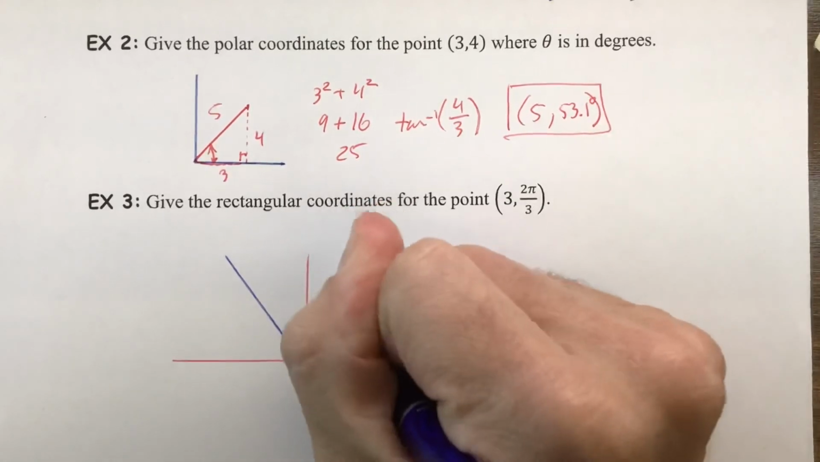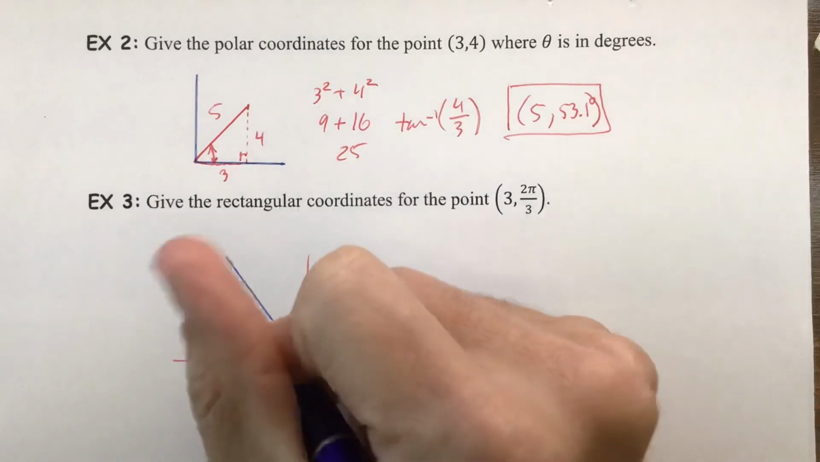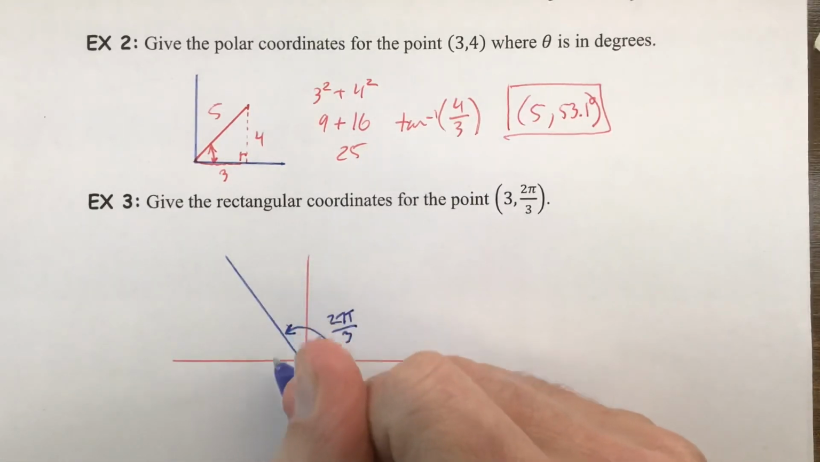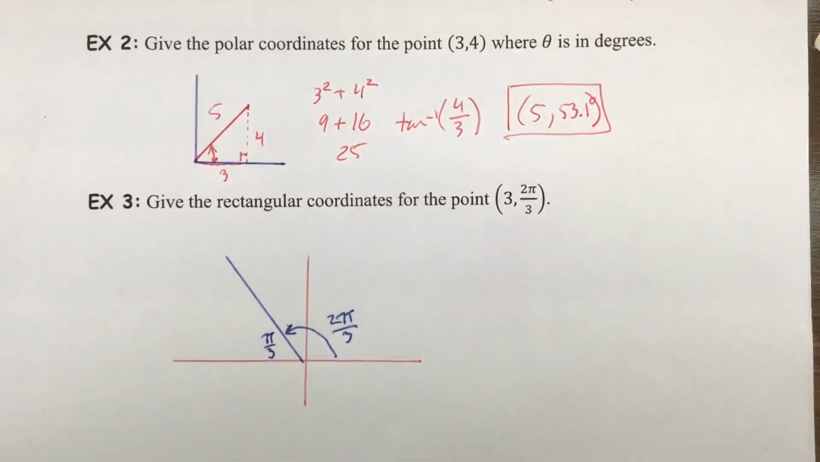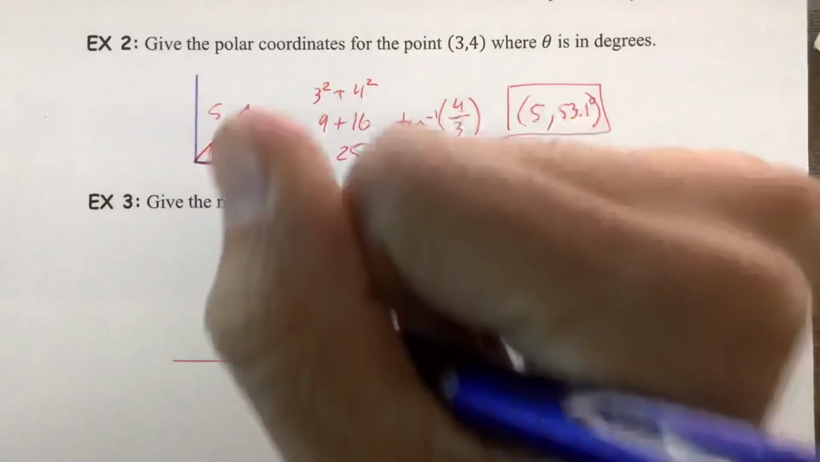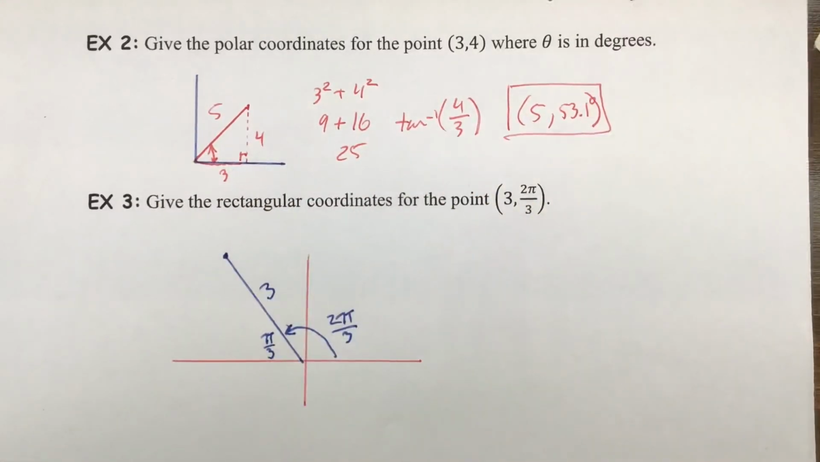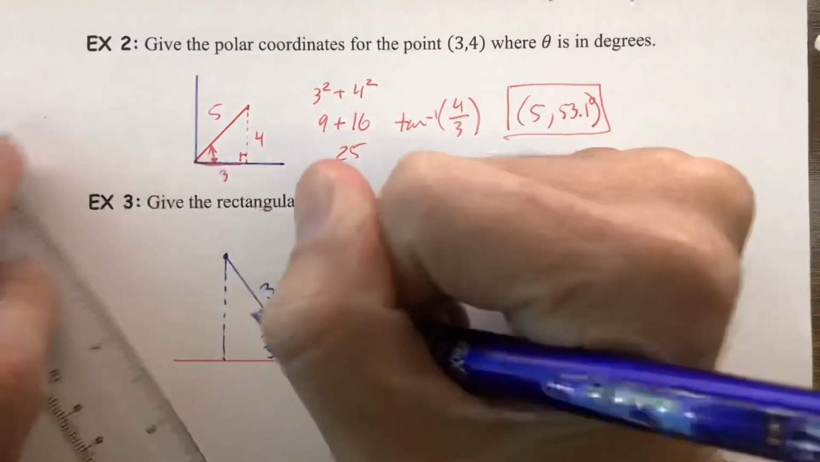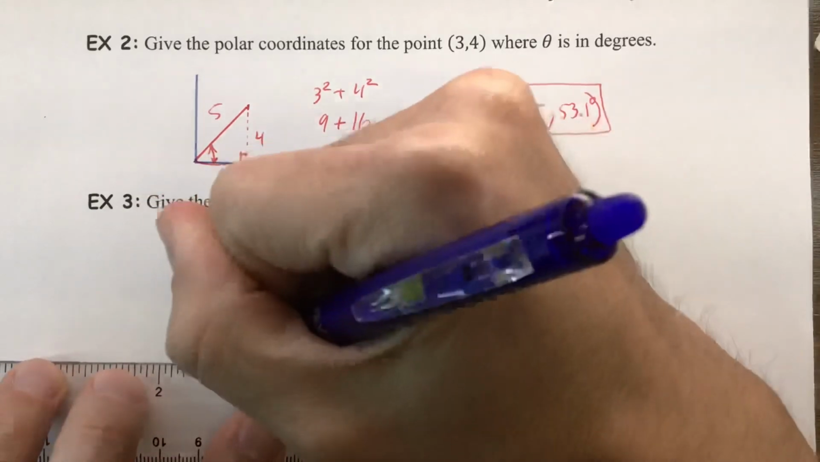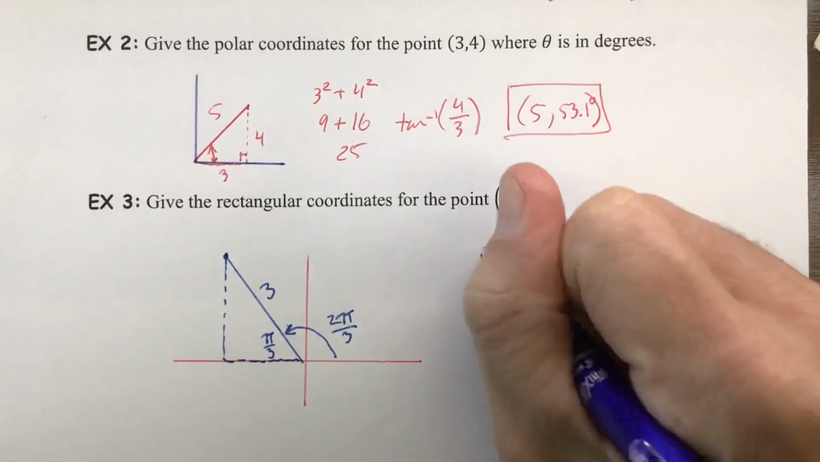All right, so this is going to be 2 pi over 3, which means that right here, we've actually got just pi over 3. We'll add that in there. Let's put a little dot there for a point. What else do we know? We know the radius, that would be 3. And what we need to figure out here is that height and this distance. That's what we want. So a little coordinate, there's a box.